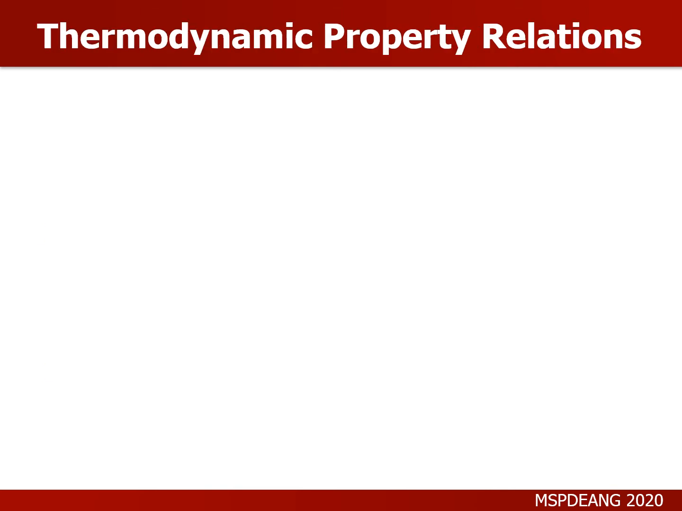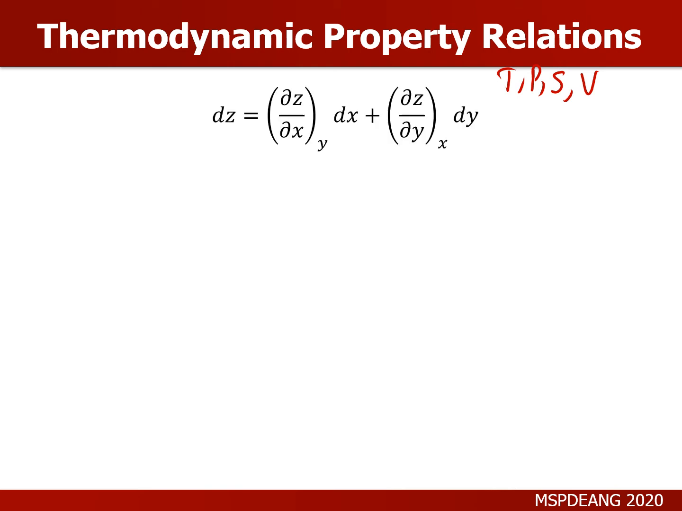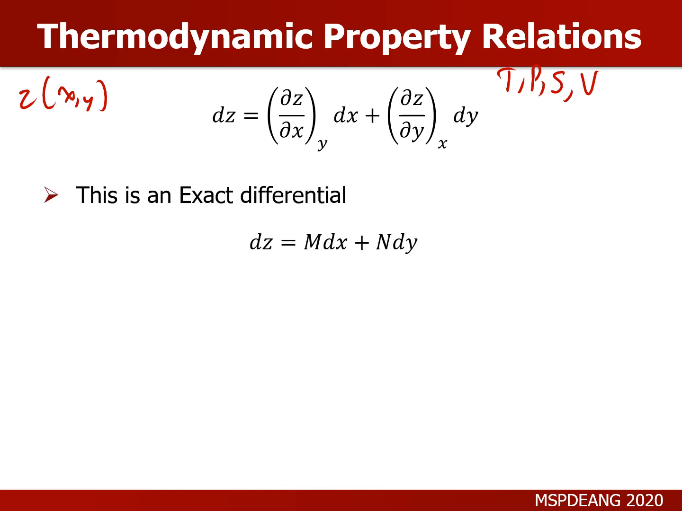Okay, so next up naman for thermodynamic property relations, okay, is how do we actually relate temperature, pressure, entropy, and volume with respect to one another. Okay, so in order to do that, recall again the definition of an exact differential. Okay, so itong term natin na, let's say, z(x,y), this is an exact differential. So meaning, you can write dz is equal to M dx plus N dy. Okay, and for an exact differential, this equation should hold true.